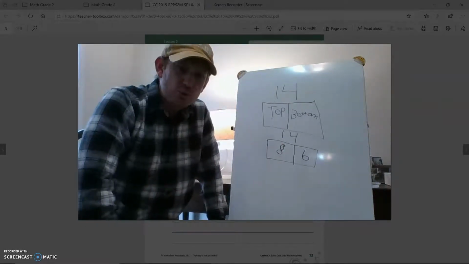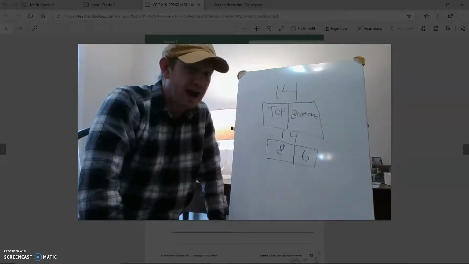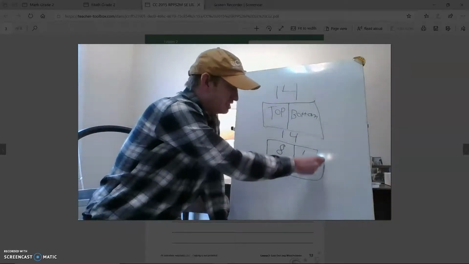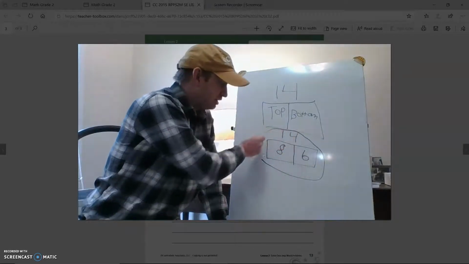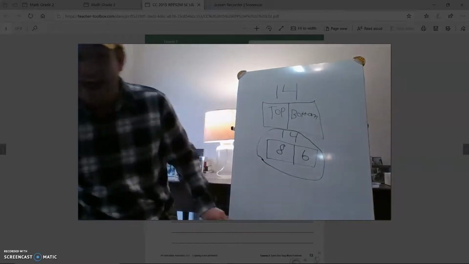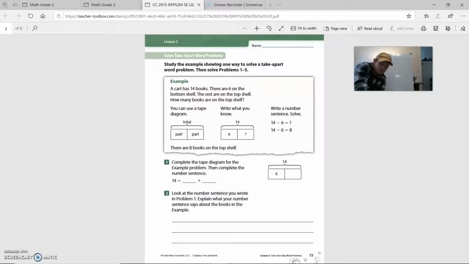But what we want to do is we want to move away from counting. We want to try and be a little more sophisticated in how we do math. So can we understand what this tape diagram means? What is it actually telling us in math terms? Well, let me redraw it and let's go over it.